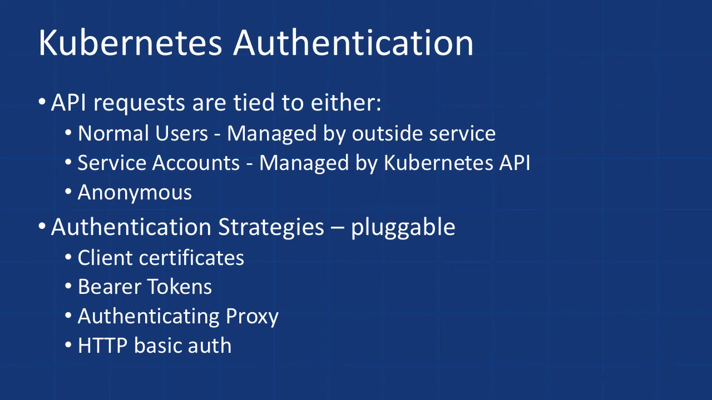So Kubernetes authentication. API requests are tied to either normal users or service accounts. Normal users are managed by outside services, so Kubernetes doesn't really have the concept of a user, while they do have the concept of service accounts. And so you can run pods under service accounts, and that's the use case there. Otherwise, the calls are anonymous. Again, Kubernetes will use one or more authentication modules to authenticate. So there are authentication modules for client certificates, bearer tokens, authenticating proxies, or HTTP basic auth. We're going to be looking at using client certificates in our demo.